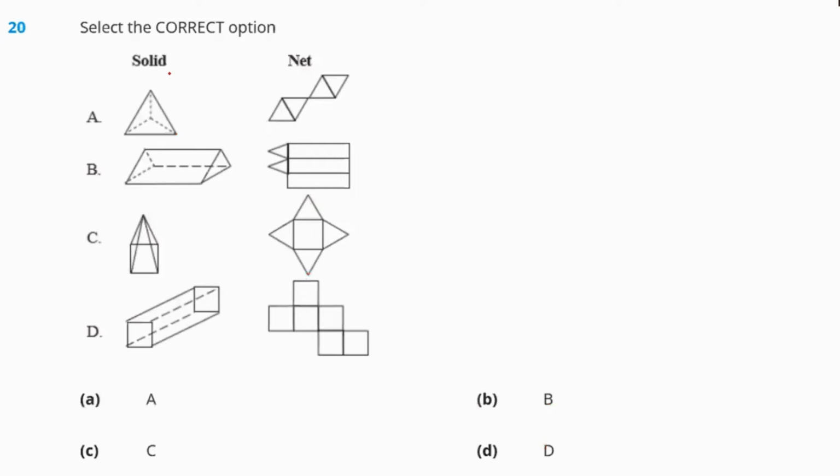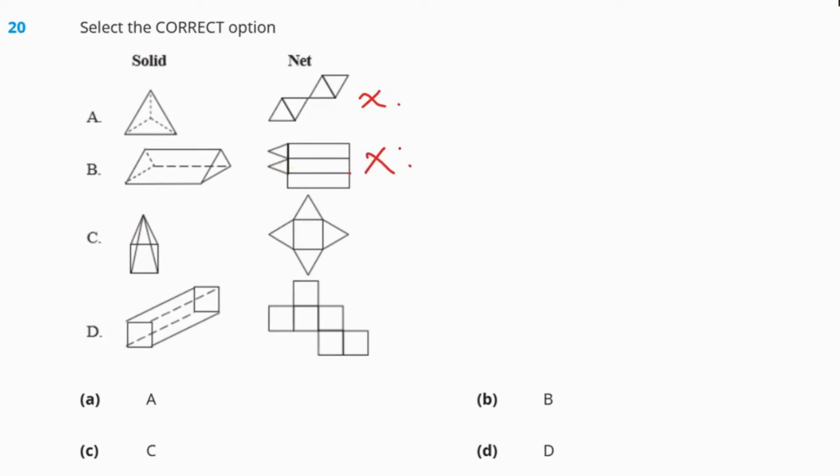Next question. Select the correct option. Here you can see some pictures given on the left side, and we have to select the correct open net on the right side. In the first picture, when we open this, there is no chance, because some parts are missing. So this is not the correct one. In the second case, something is missing: two places will not come, one will come here. So this is also not the correct one, a triangular prism.